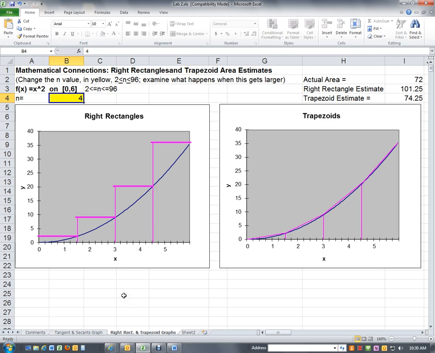Then, what I would like you to talk about, last but not least, is how this applies to the integrand of the function. You may turn this in on a Word document or in Excel, whichever is more convenient for you to produce.